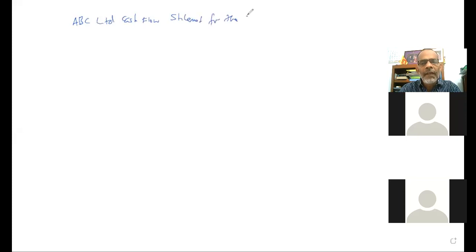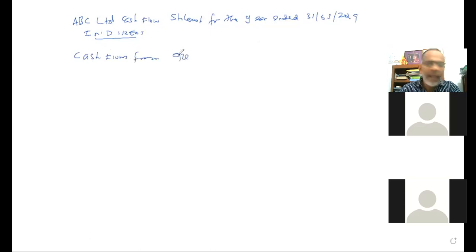for the year ended 31st March 2019. We are using the method. This time we are not using the direct method. That's why I'm going to write down the indirect method. From there we have to start with the cash flow from operating activities. This is the method we want to use.